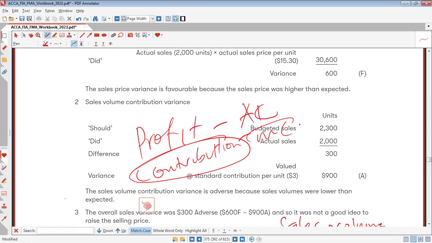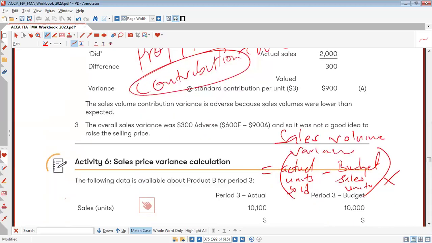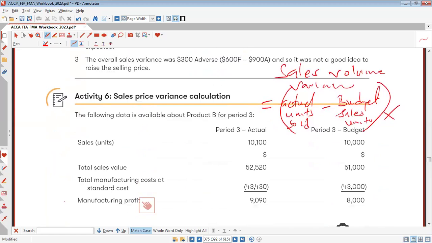If they don't give you the contribution, you can calculate the contribution if they have given you the revenues and the variable costs. Okay, so because they have given us profit, you're going to use the standard profit per unit. Remember, standard profit means we're using the budgeted profit.